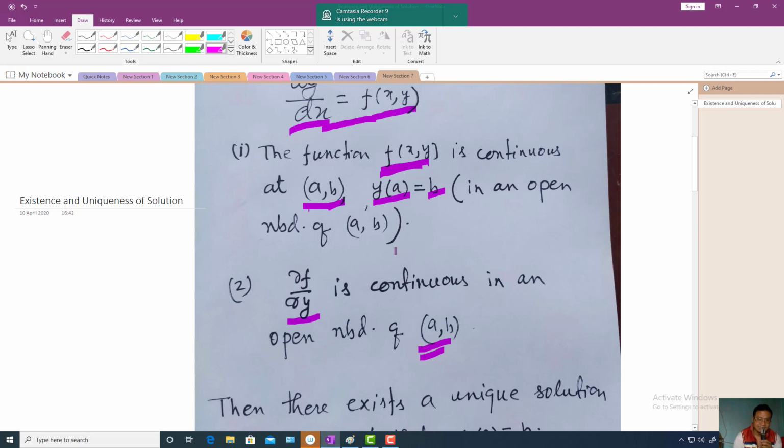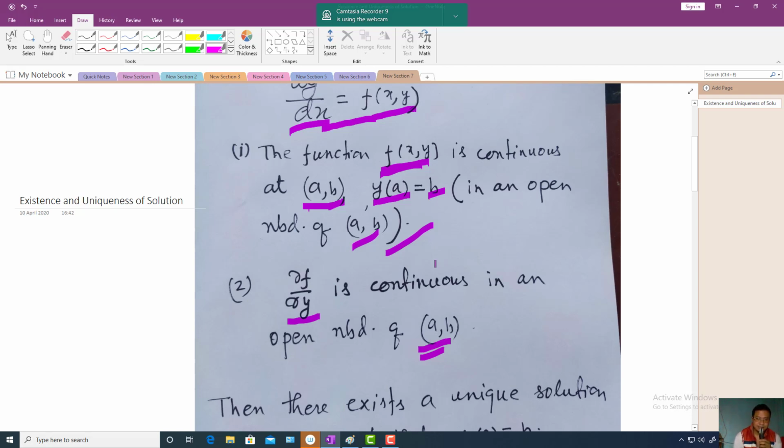If these two conditions are not fulfilled, then the theorem doesn't say anything. You have to be very careful about this thing. The theorem says that if these two conditions are fulfilled, there exists one and only one solution passing through this point (a, b). If the differential equation doesn't fulfill these two conditions, nothing is mentioned about the existence and the uniqueness. There may be some solution, there may be many solutions, there may be a unique solution. All types of things can happen in that situation.